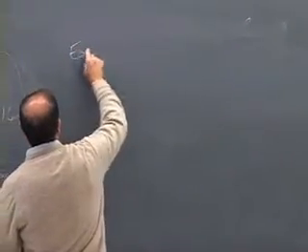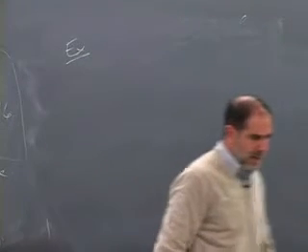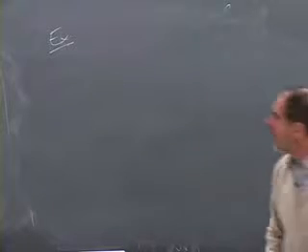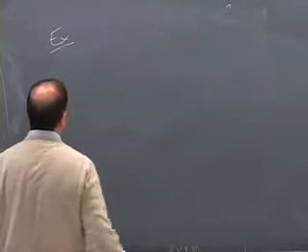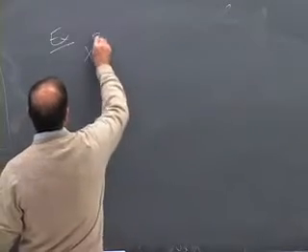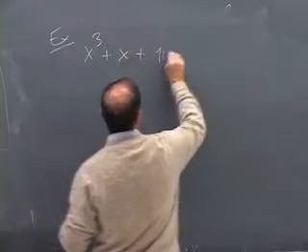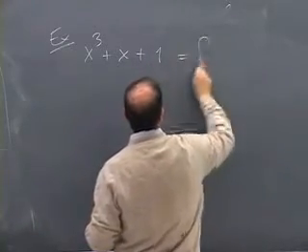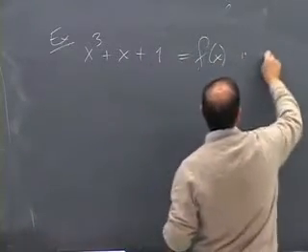Example. And the book does many others. Let's see if I can find a good one. Oh, I don't seem to have a good example. Oh, I don't know. Let's take x cubed plus x plus 1. That's f(x). It is irreducible.